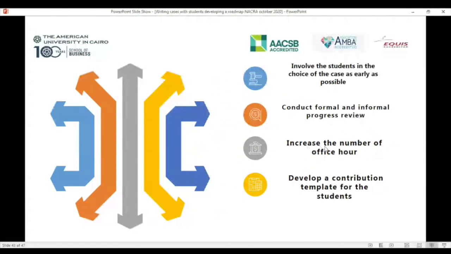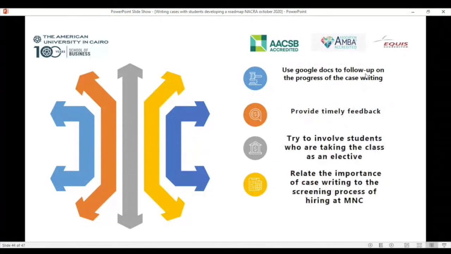On the other hand, we must increase the number of office hours. Office hours are surely needed for following up with the case studies. One of the other things is that we need to develop a contribution template for the students in order to secure that all of the students are participating fairly within the case studies. On the other hand, it is advised to use Google Docs to follow up on the progress of the case writing. Also, you need to provide timely feedback. Timely feedback is extremely important for the motivation of the students.